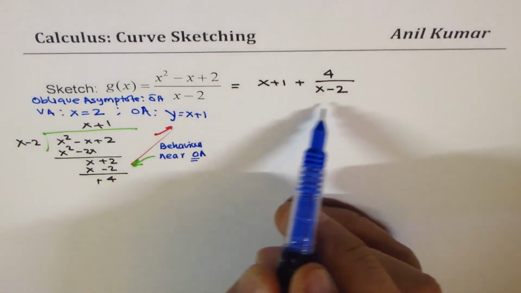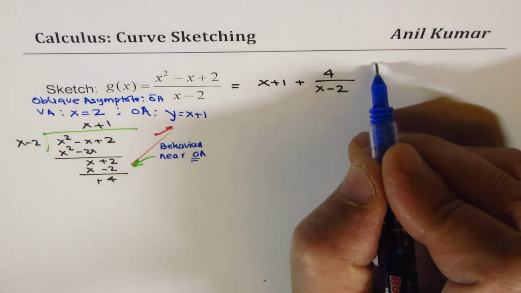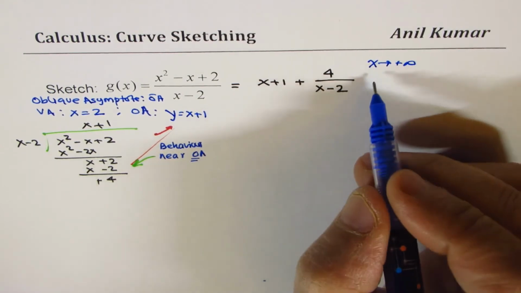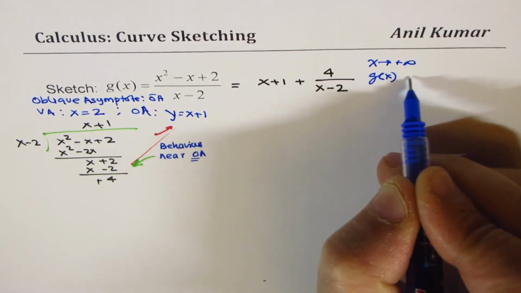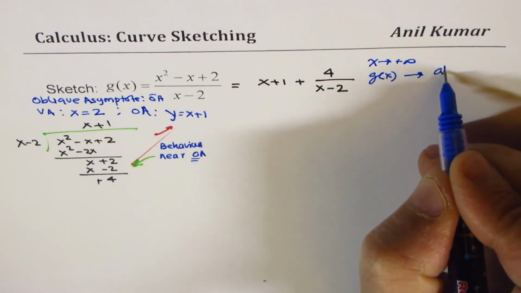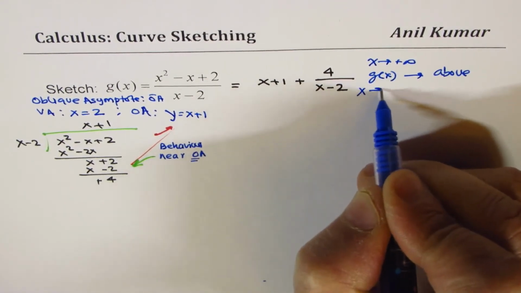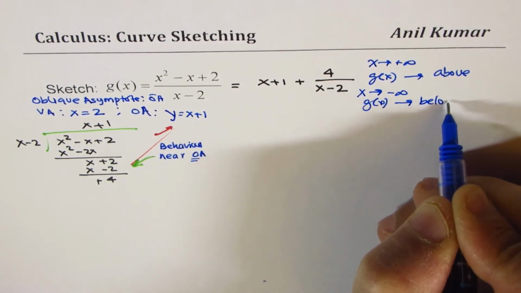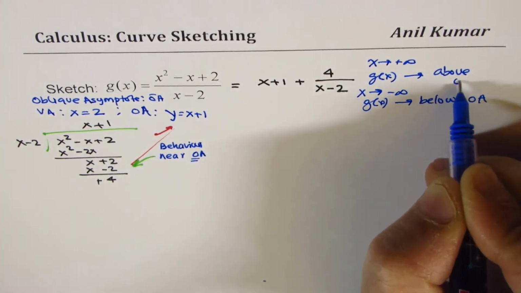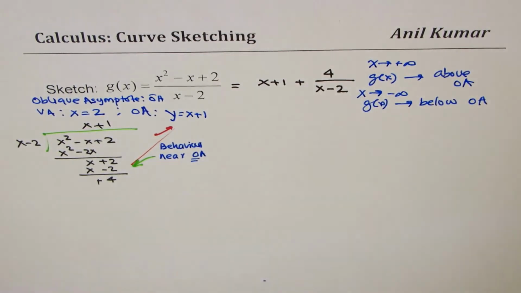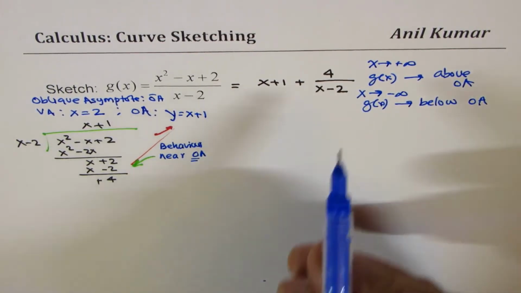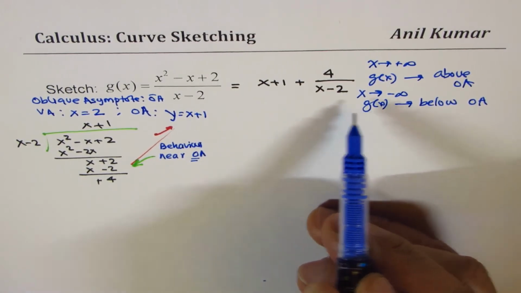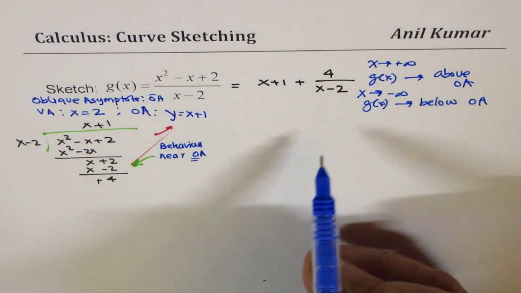Once you divide, write it like this so that you understand that when x is approaching positive infinity, then g of x is approaching from above. And when x is approaching negative infinity, g of x is approaching from below the oblique asymptote. Is it okay? Now this is an extremely important criterion, and that gives you more or less your graph.